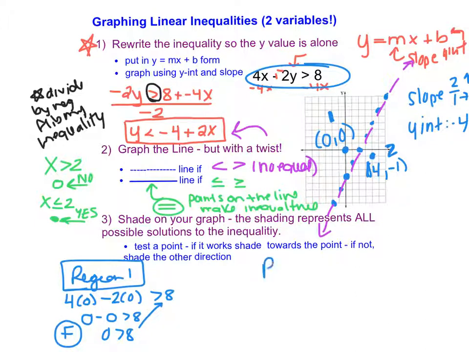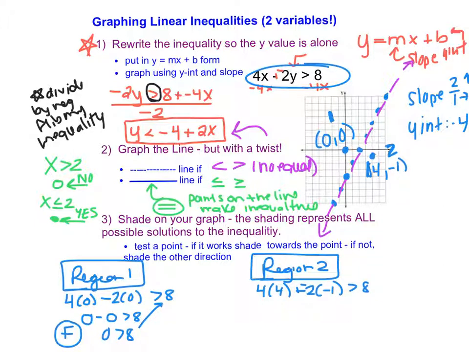So now let's try region 2 and see if we have more luck there. So here I have region 2, and I picked the point x is 4, y is negative 1. So I have 4, comma, x is 4, minus 2, comma, y is negative 1.